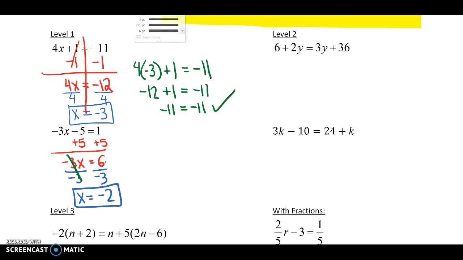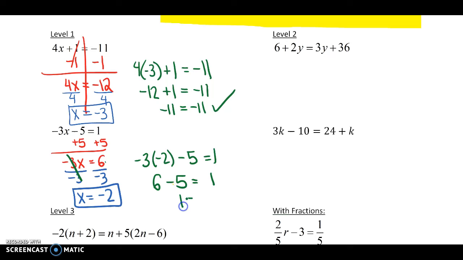If you don't want to take my word for it, again, you can always check your answers. So I should have negative 3 times negative 2 minus 5 equals 1. Negative times a negative is a positive. 3 times 2 is 6, so negative 3 times negative 2 is positive 6, minus 5 equals 1. 6 minus 5 is 1. 1 does equal 1, so that's true. I know I did it correctly.